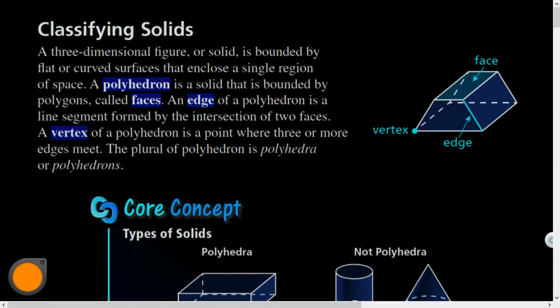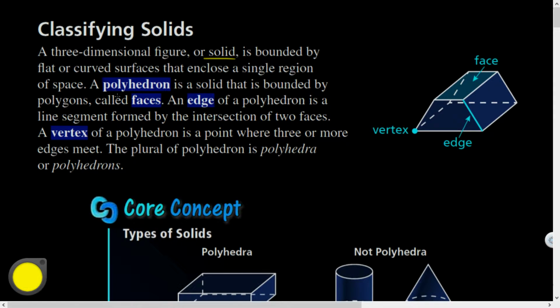A three-dimensional figure or solid. Do me a solid here, friends. Let's learn about these things here. A solid is bounded by a flat or curved surface that encloses a single region of space. All right, so we are no longer working on a two-dimensional plane. We're working in three-dimensional space.